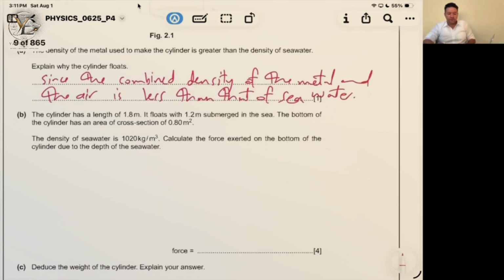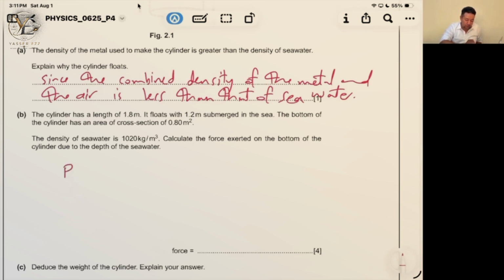The cylinder had a length of 1.8 meters. It floats with 1.2 meters submerged in the sea. The bottom of the cylinder had a cross-sectional area of 0.80 meter squared. The density of the seawater is 1020 kilograms per cubic meter. Calculate the force exerted on the bottom of the cylinder due to the depth of the seawater.